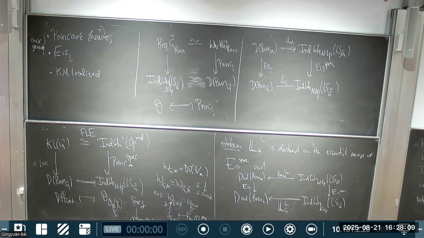Okay. Do you have a question about naive versus derived Satake? What is naive Satake value for the properties? Derived.